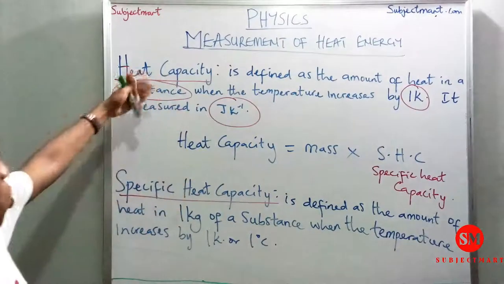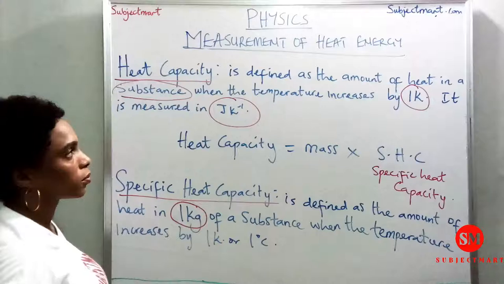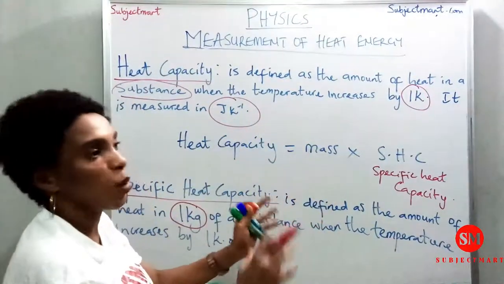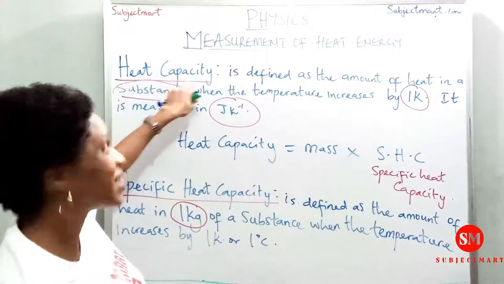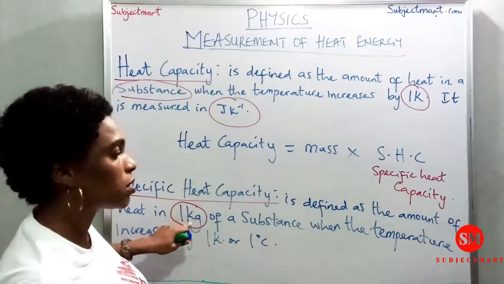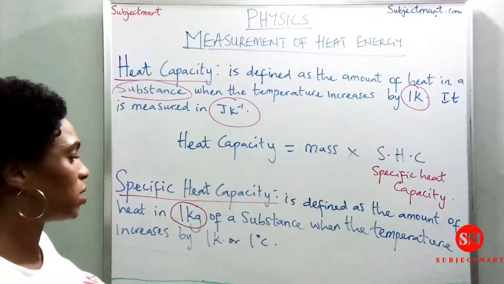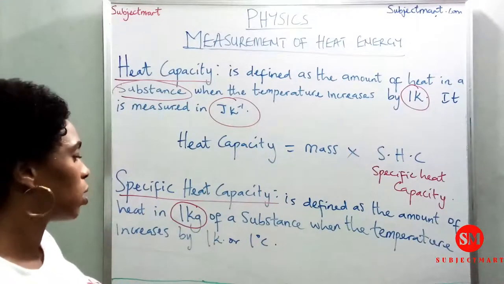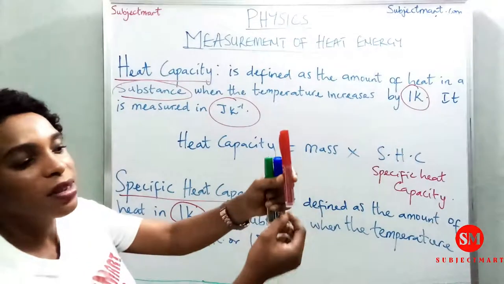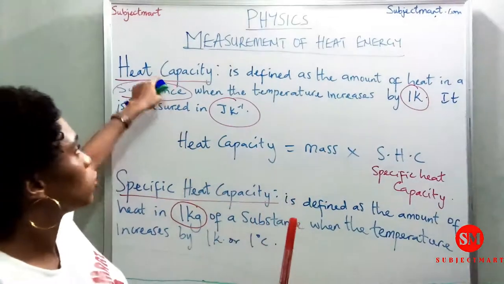So if you compare the two, heat capacity and specific heat capacity, the major difference is this. The heat in the whole body, the heat in the whole substance, when the temperature is increased by 1 Kelvin, is heat capacity. While specific heat capacity is the amount of heat in just 1 kilogram of a substance when the temperature increases by 1 Kelvin. That is, if this is a body, this is a substance, the amount of heat in this substance, when I increase the temperature of this substance by 1 Kelvin, is equal to heat capacity.